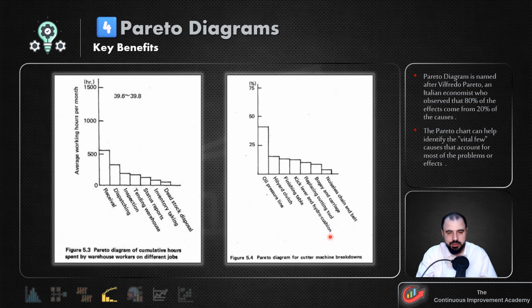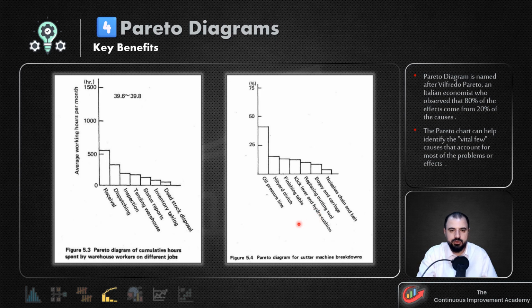Also, I have here this breakdown of machine issues. So here we have oil pressure, hydraulic clutch, and other factors contributing to the stoppage of the machine. And if I'm to focus on the highest issues so that I reduce the downtime of our machine, I need to focus first on oil pressure and then the hydraulic clutch.